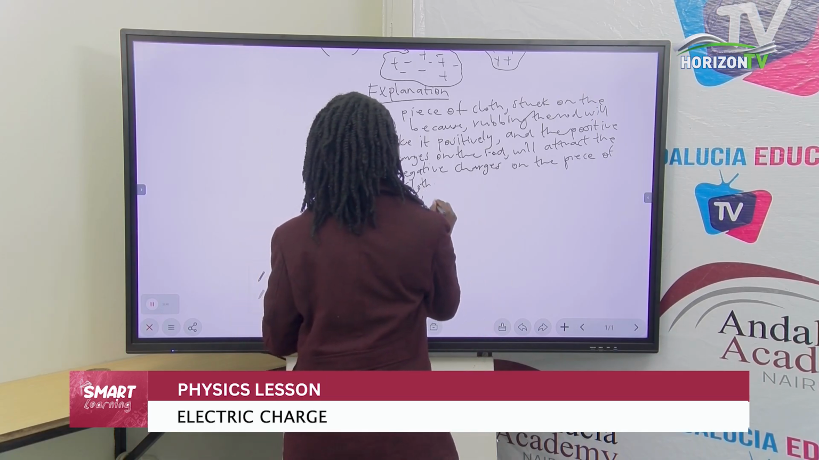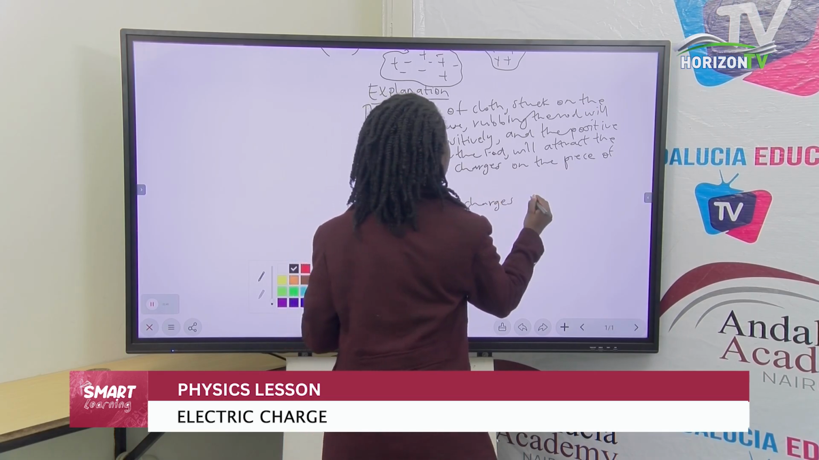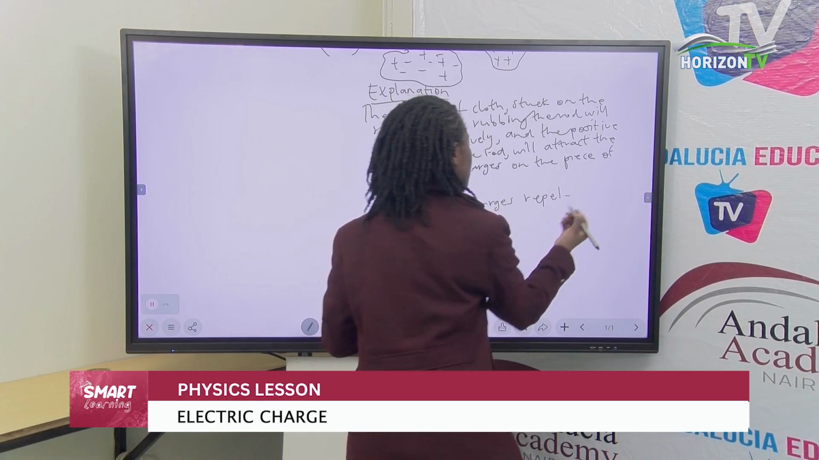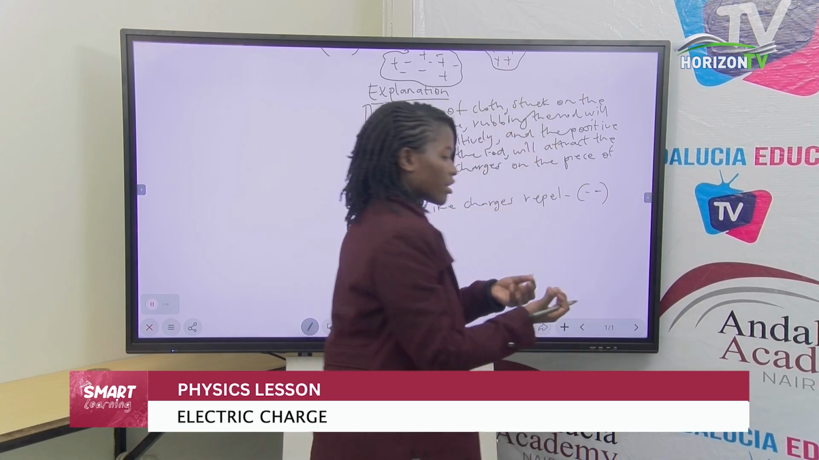So this is what is happening. We say like charges repel. Like charges do what? Repel. This is what we mean. When we have a negative and a negative, they repel. The force of repulsion.